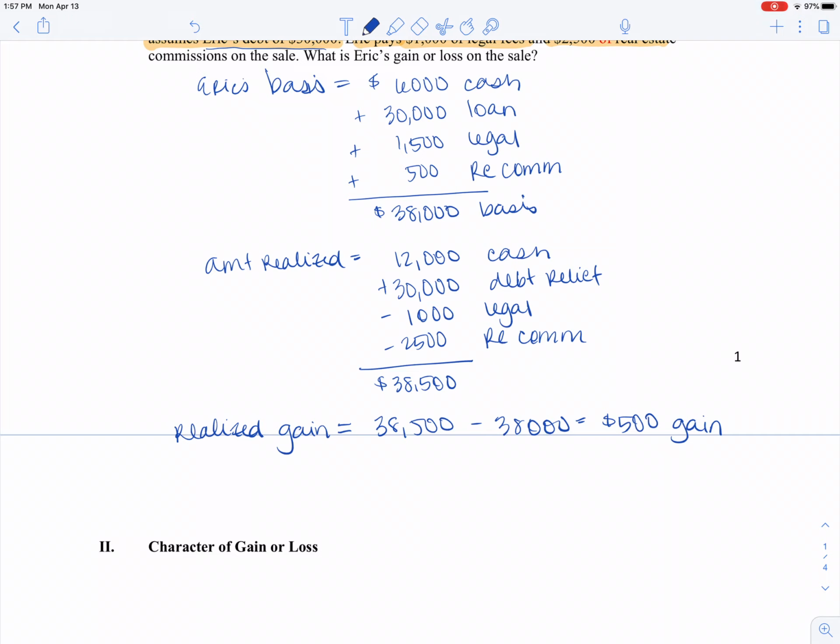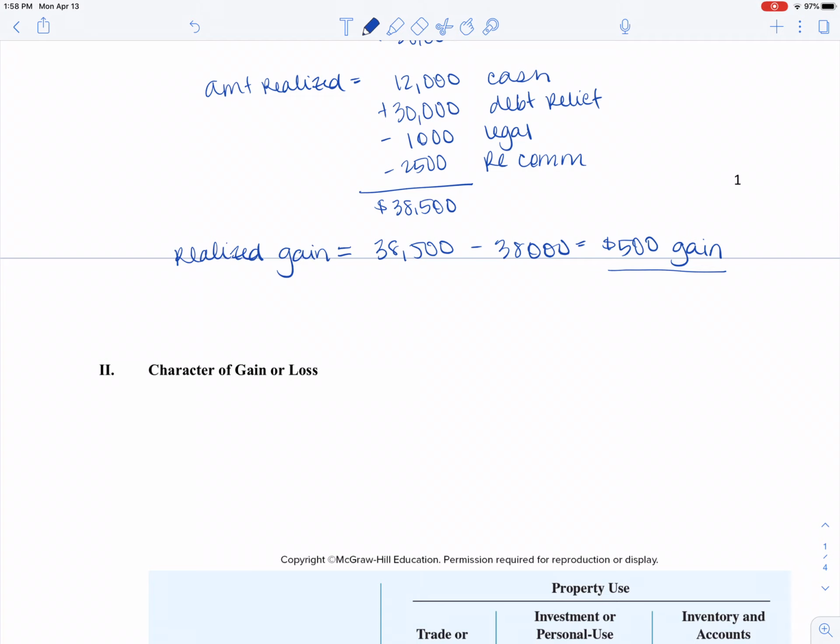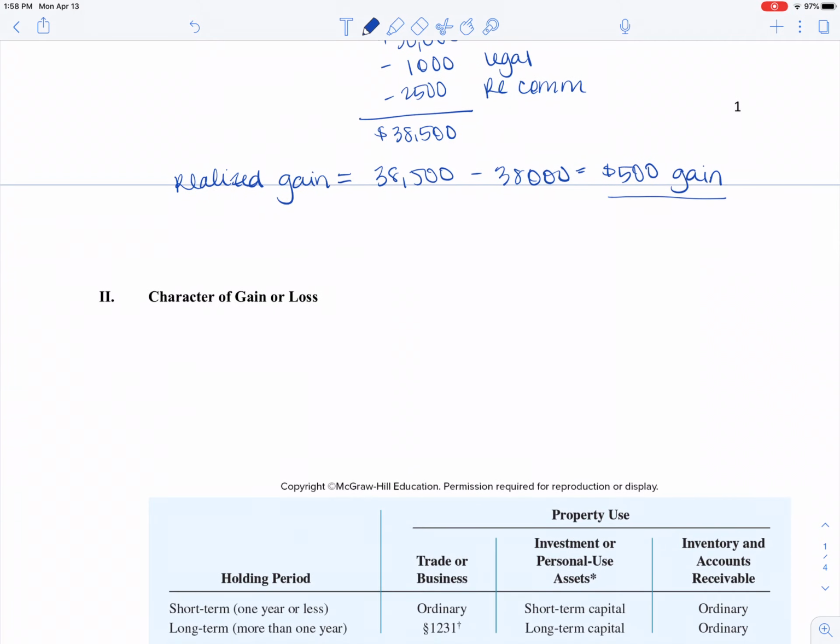So step one is understanding what is the realized gain or loss. And once we know that, we can then move forward and start talking about the character of the gain or the loss. Now, we care a lot about character in tax. Character is what determines the rate at which the gain will be taxed.